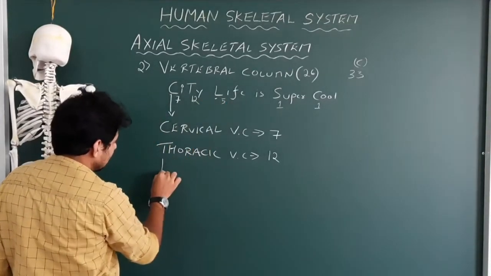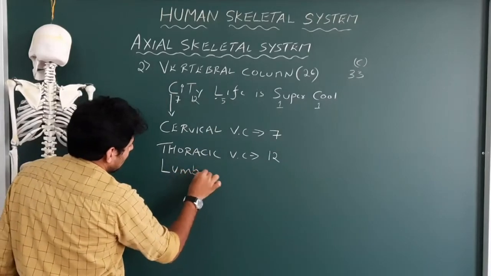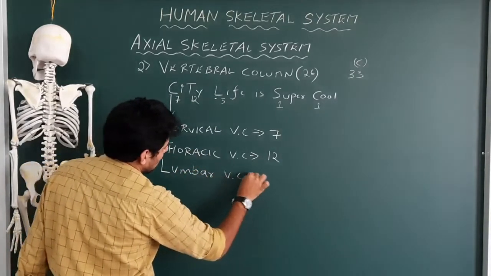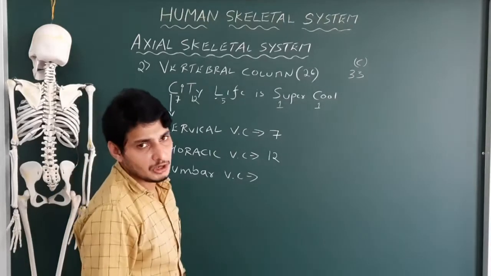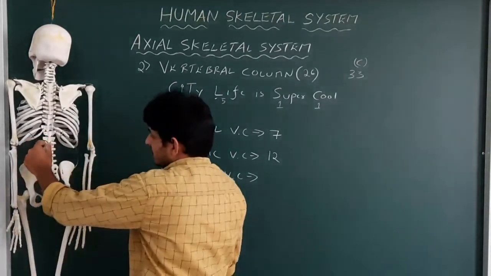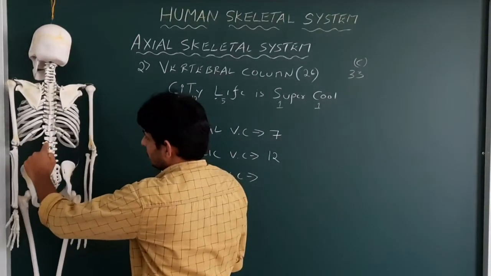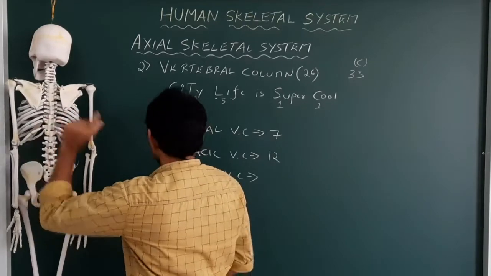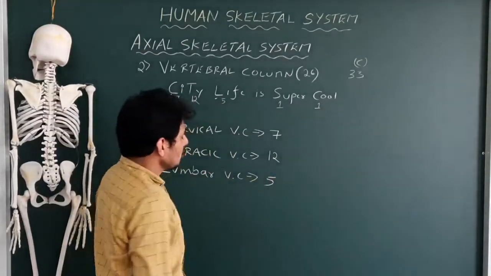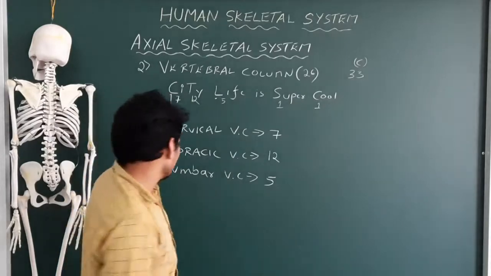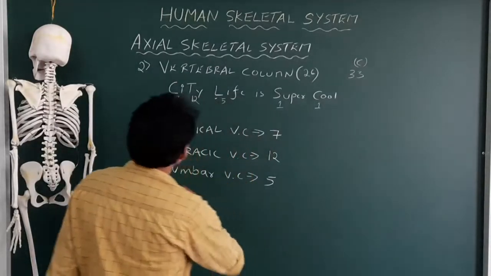What is L here? That is the lumbar vertebral column. Okay, how many lumbar vertebrae are there? So from here you can count. 1, 2, 3, 4, 5. So a total of 5 are there. So we have got 5 lumbar vertebrae. 5 are there. Okay. So next one, let me just write.